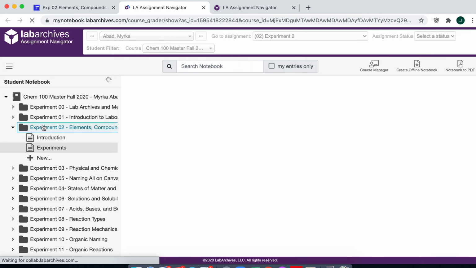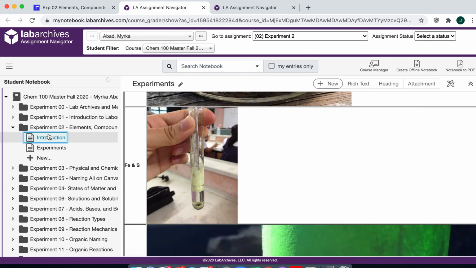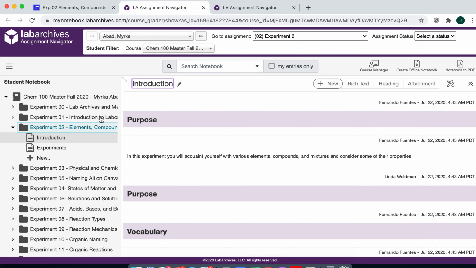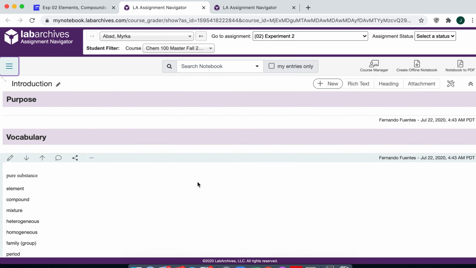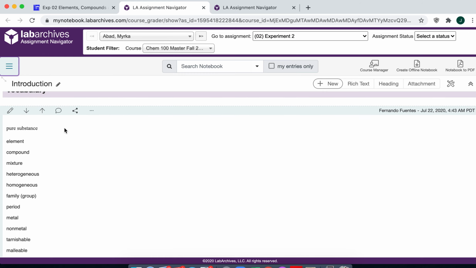Then under Experiment number 2, you need to read the introduction first. The purpose of this lab is getting familiar with elements, compounds, and mixtures, also their properties and vocabulary. So make sure while you're reading the introduction and doing the experiment, you gain the understanding of the definition of pure substance, elements. Basically all the elements from your periodic table are simple elements, and compounds.